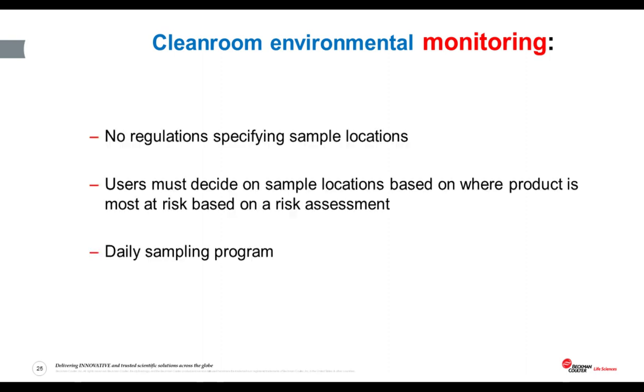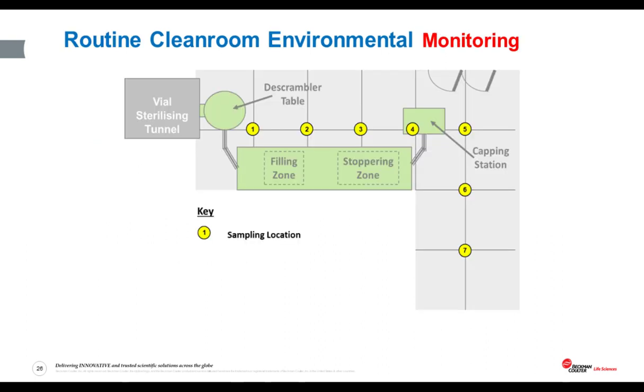Now we're switching to monitoring. So we've gone from classification to monitoring. Now there are no regulations specifying sample locations here. There are no hard and fast rules. GMP tells us that the user must make a risk assessment specifically of where the product may be exposed to airborne contamination in the manufacturing process. And they must set sampling locations at these points for their routine environmental monitoring programs.